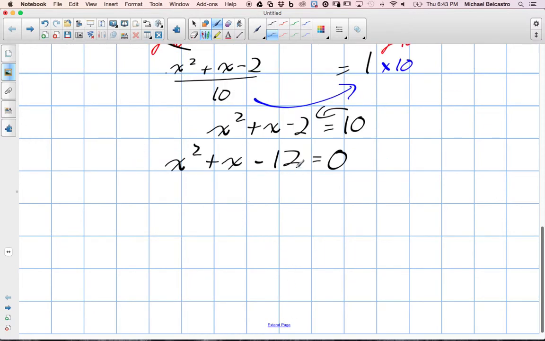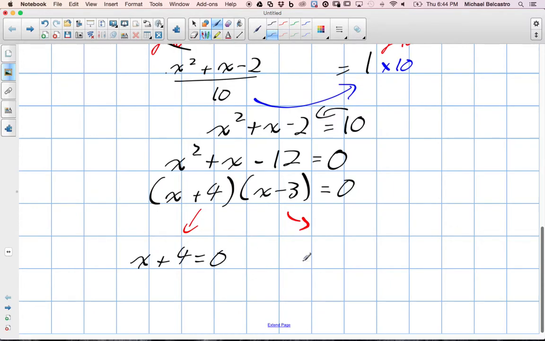So from here, it becomes a factoring issue. Two numbers that multiply to negative 12 and add to a value of 1. Well, that'll give us positive 4 and negative 3 are equal to 0. We would set both brackets equal to 0, so we get x plus 4 equals 0, and x minus 3 equals 0, which means x is equal to negative 4 and x is equal to 3. So we have two answers here.